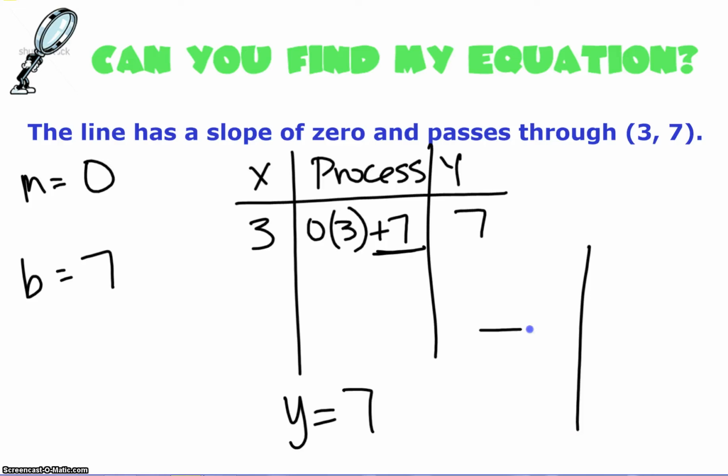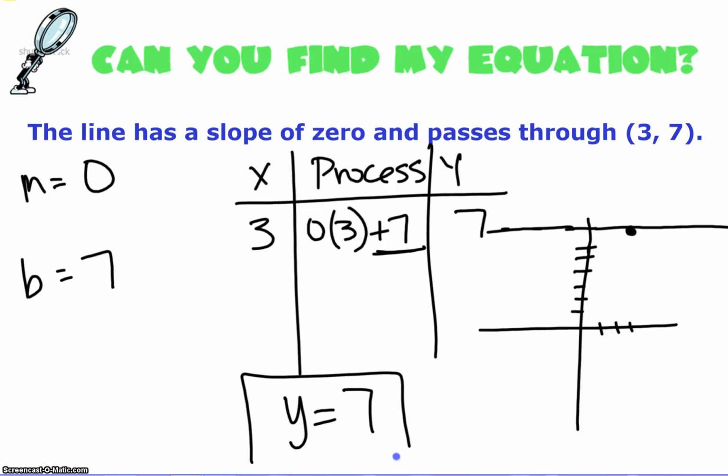And if you think about it, it passes through the point (3, 7) right there. And you know it has a slope of 0, so your line is going to be a horizontal line. So y equals 7 tells you where that horizontal line is going to sit, but that's your equation.